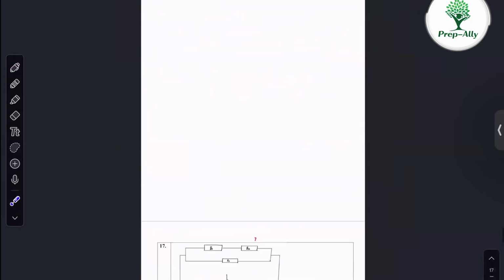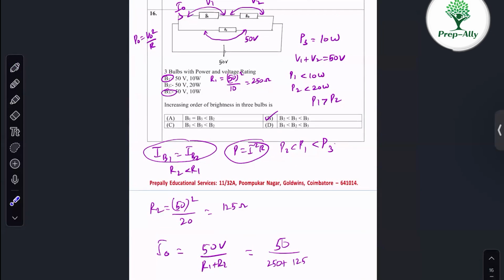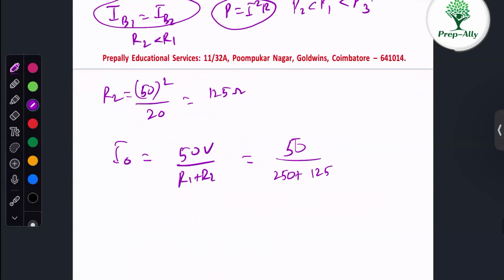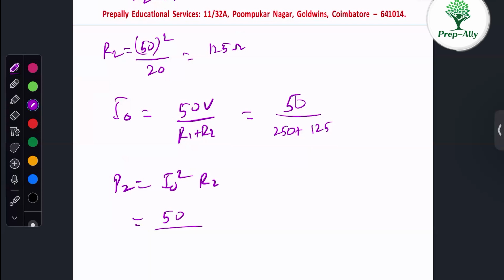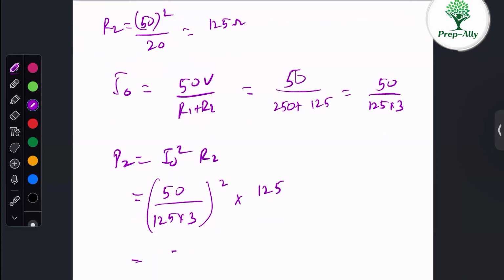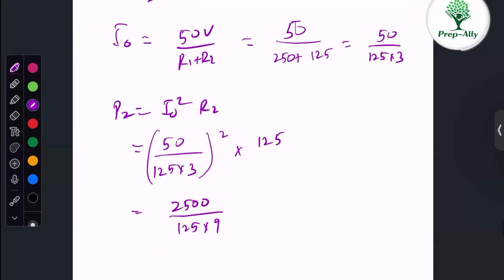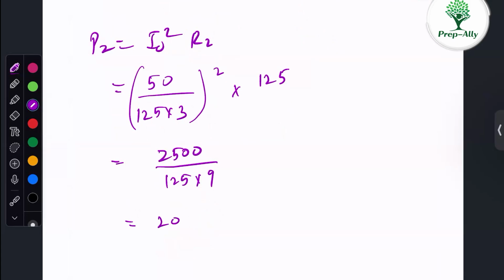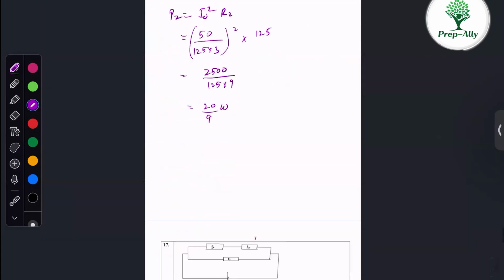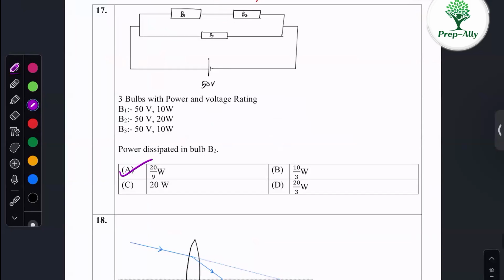Now if you want to find power dissipated in this bulb, that will be equal to I naught square into resistance of bulb 2. So P2 will be equal to I naught square into R2. So 50 by denominator, you can write it as 125 into 3, 375. So 125 into 3, the whole square, times R2, which is also 125. So one of the 125s gets cancelled. So 50 square divided by 125 into 3 square. So again 20 by 9 watts will be the power dissipated in P2.